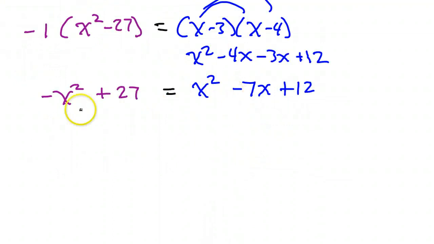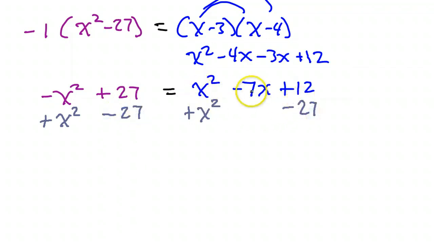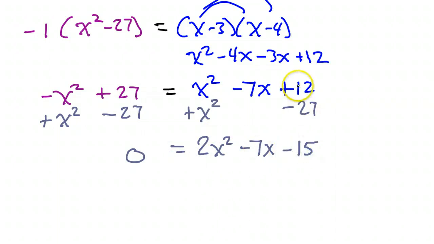Okay, so now we're just going to combine like terms. I like my x squared to be positive, so I'm going to add x squared to both sides. Okay, move it over here. And I'm going to subtract 27 from both sides. As soon as I saw that I have two different kinds of x, I have x squared and x, I know I need to get 0 on one side, so that's what I'm doing. So that's going to give me 0 is equal to 2x squared minus 7x minus 15. 12 minus 27 is negative 15. So I have this.